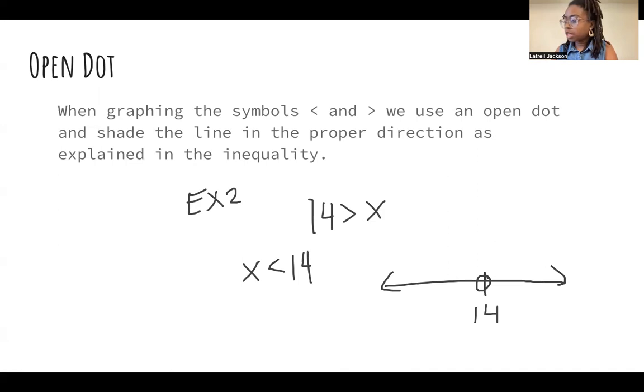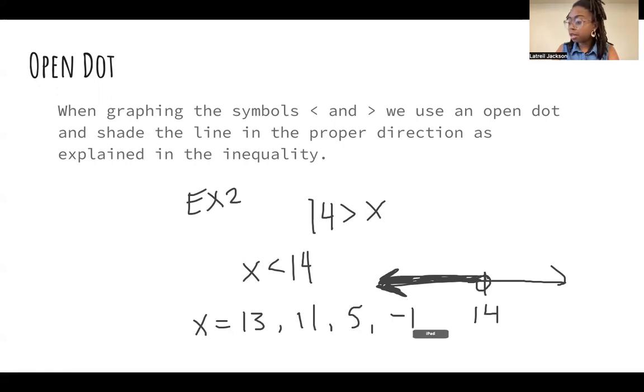So circle 14 with an open dot because it is not including 14. It's including everything that's less than 14, and shade in the arrow in the negative direction, going less than 14. So it doesn't include 14, that's why it's an open dot. It's only including everything less than 14. So some possible solutions could be 13, 11, 5, negative 14. So all of those could be possible solutions, okay?